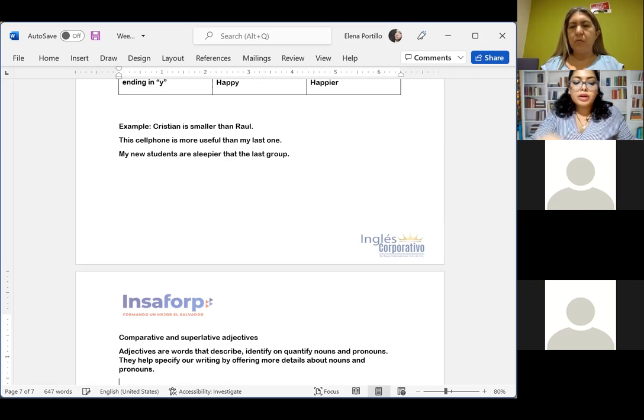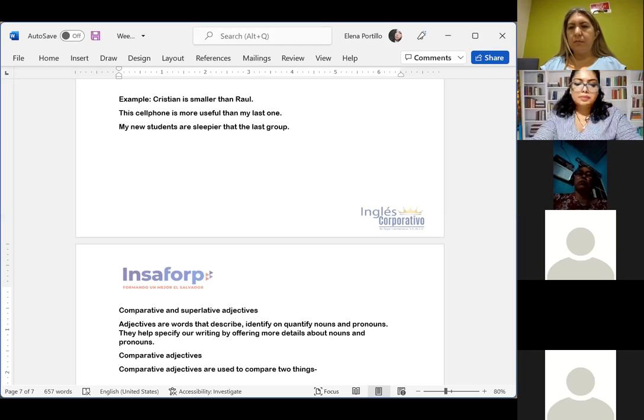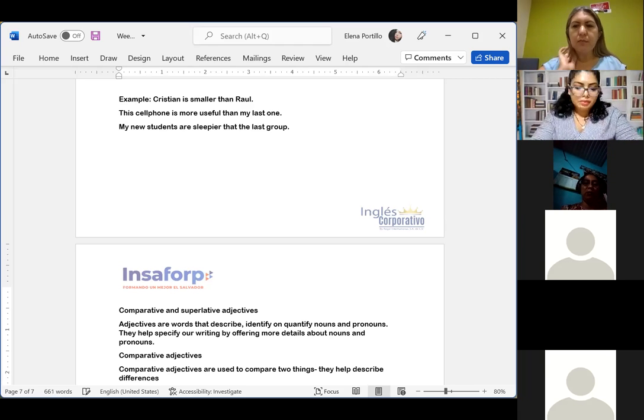So now we are going to the comparative adjectives. The comparative adjectives are used to compare two things. They help describe the difference between two nouns.